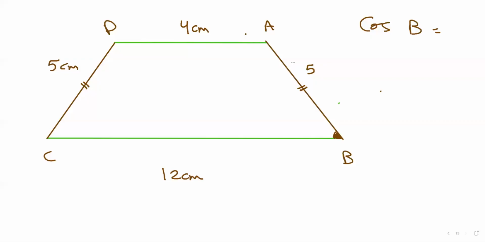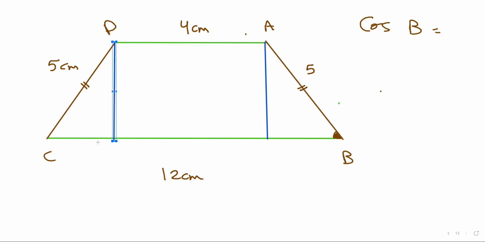We have an isosceles trapezium. This side is 5 and this side is 5, 4, and 12. And I want to get cosine B. To get cosine B, we must have a right-angled triangle. So in this case, we are going to construct two perpendiculars from A and D.